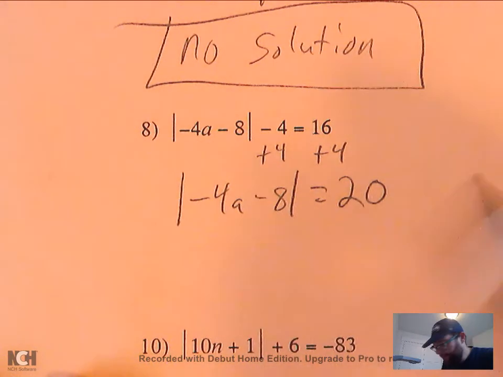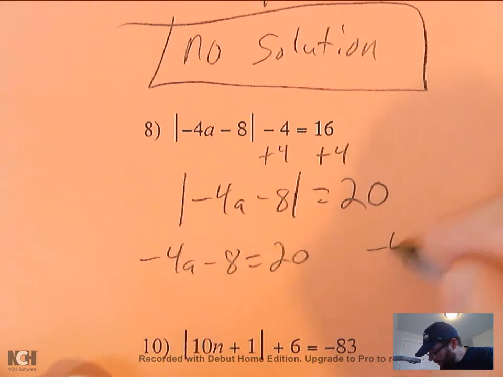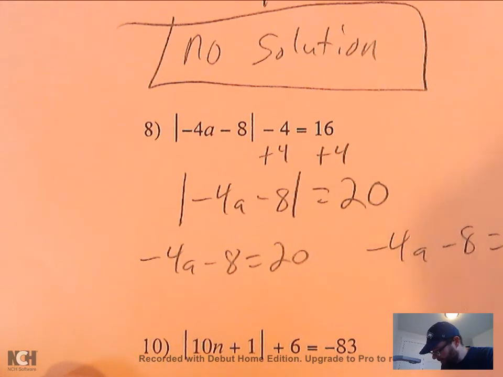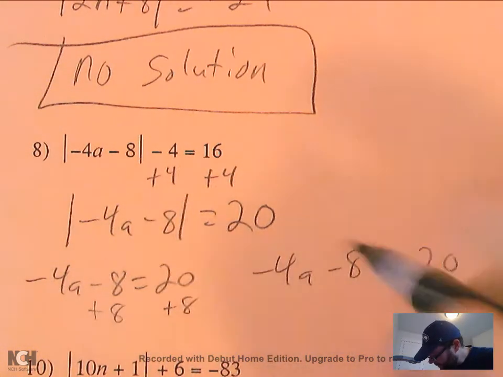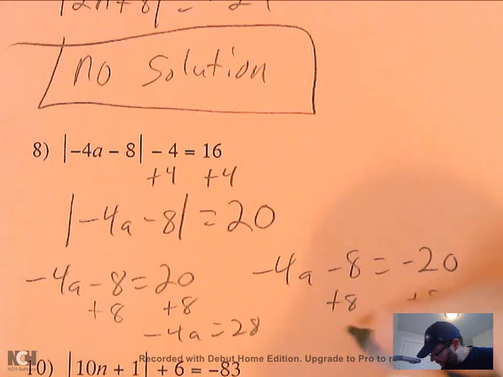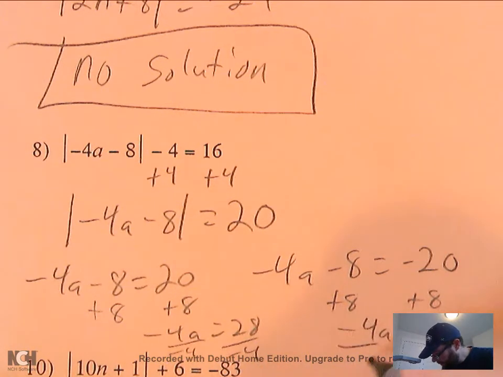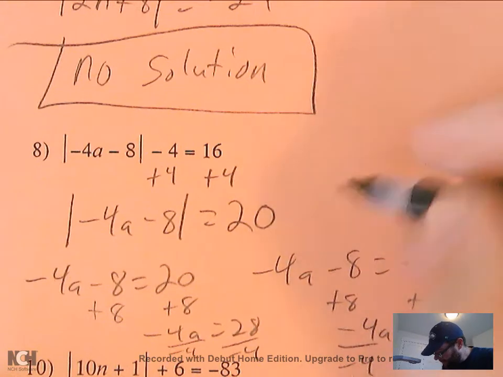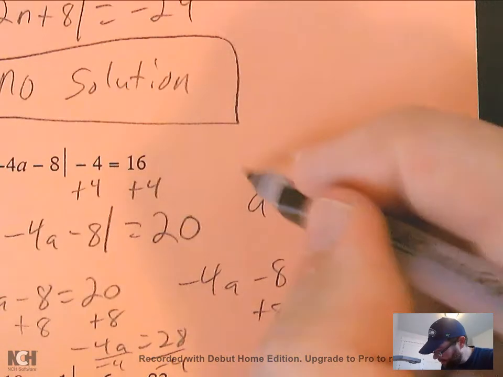So I drop the absolute value, and I'd have negative 4a minus 8 is equal to 20, and negative 4a minus 8 is equal to negative 20. And then I would just solve the 2 steps. So I'd add 8, gives me negative 4a is equal to 28, and negative 4a is equal to negative 12. Divide by the negative 4. And I'm going to get a is equal to negative 7, or a is equal to positive 3. And that would be my 2 answers.